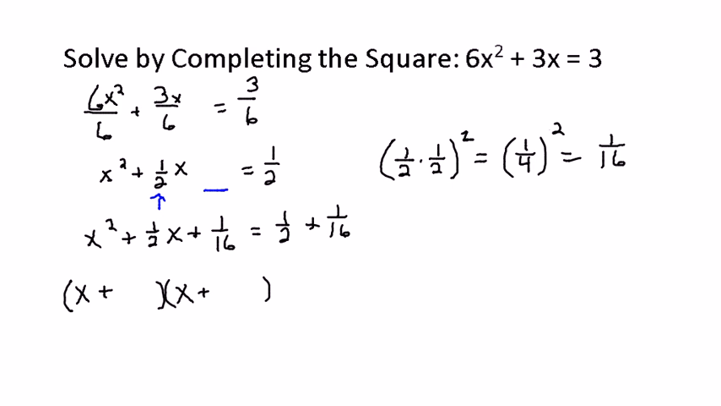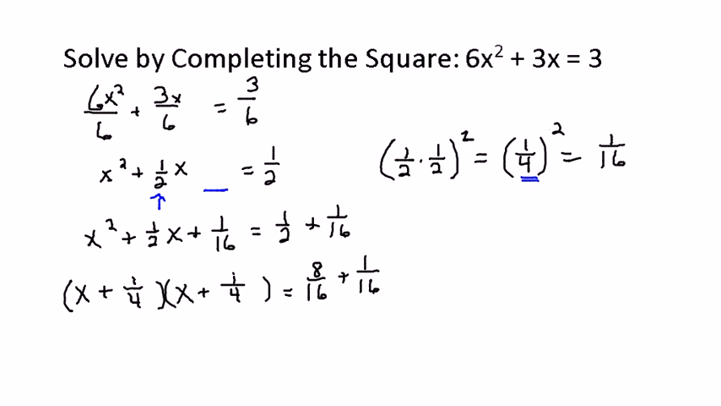Rather, we want 1/4 times 1/4 to give us the 1/16. So this number that we squared is the number that gets filled into our binomials here. So x plus 1/4 times x plus 1/4 equals x squared plus 1/2 x plus 1/16. We still have to add the 1/2 and the 1/16. So 1/2 is 8/16. I just multiplied 1/2 by 8/8.